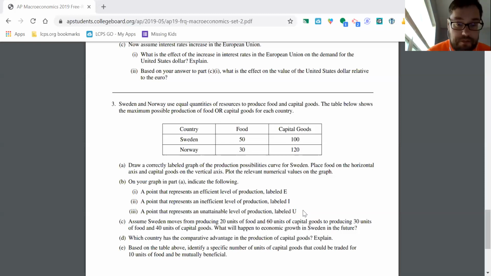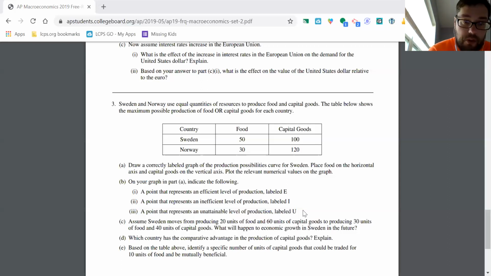So in that case, if we're not utilizing all our resources, we are inefficient, right? So let's draw some point down here. They wanted us to label it I, so we know we're inside the curve here, right? So we're not producing as much as we could because we're not utilizing all our resources. So that's akin to a recessionary gap, right?